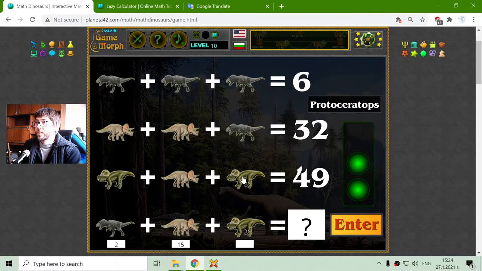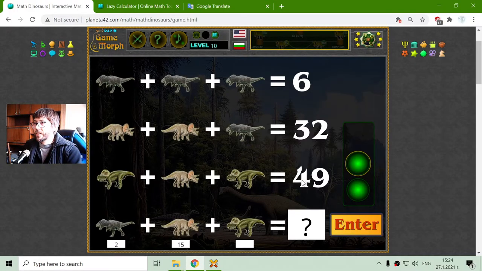Okay, I have to find the third dinosaur, Protoceratops. How to do this? 49 minus 15. What is that? 39. This is 34. 34 divided by 2. Is it correct? Let's see. 17 plus 17 is 34. Okay.